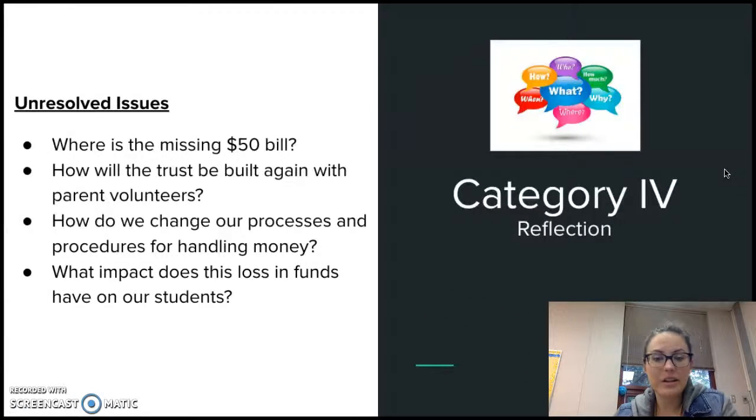Unresolved issues. So where's that missing $50 bill? The short story did not tell us, but that's something that's still missing. Again, how do we build trust again with the parent volunteers from the school to parents, and even within the parents, how do they build that trust back up? How do we change our processes and procedures of handling money? There's obviously shown a need that it needs to happen. So how do we change that? And then this loss of money, how does that impact our students?